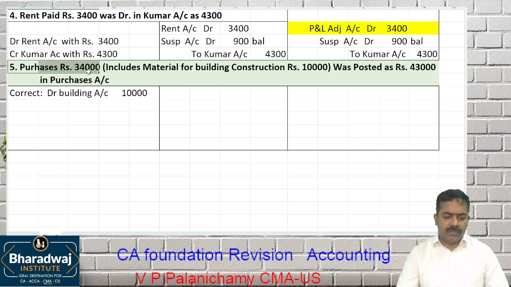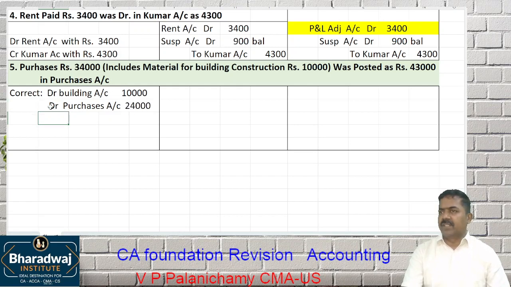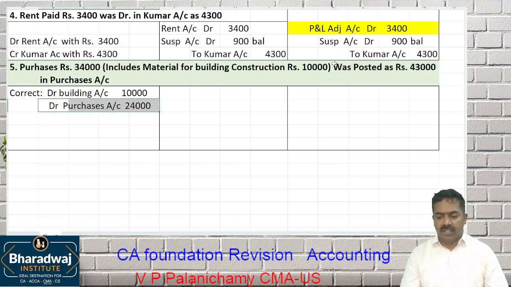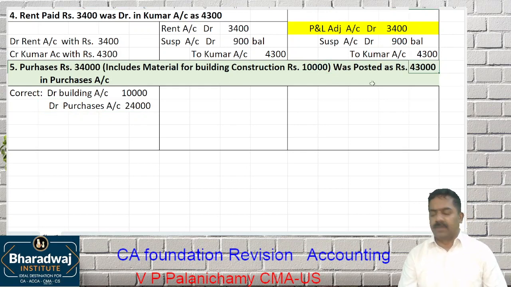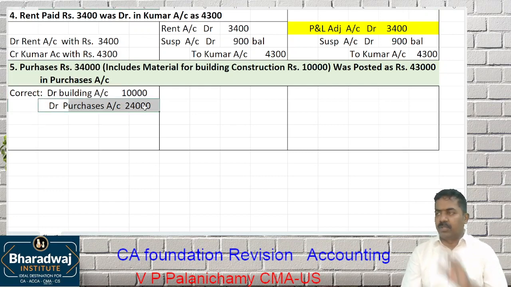10,000. Out of 34,000, if 10,000 is debited in building account, how much balance should be debited in purchases account? 24,000. This is the correct one. But how much was recorded in purchase account? 43,000. You should have debited only 24,000, but you debited 43,000. Once again, what is the building material? 10,000. You should have debited it to building account. Out of 34,000, if 10,000 goes off, the balance 24,000 should have been debited to which account? Purchase account. But in purchase account, how much was debited?